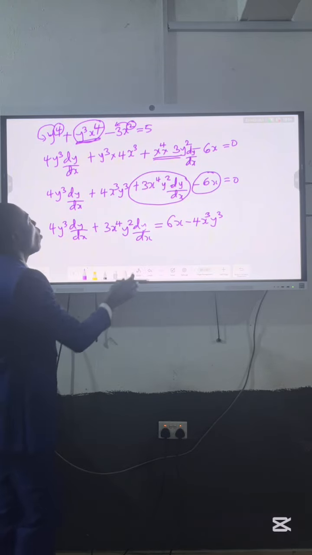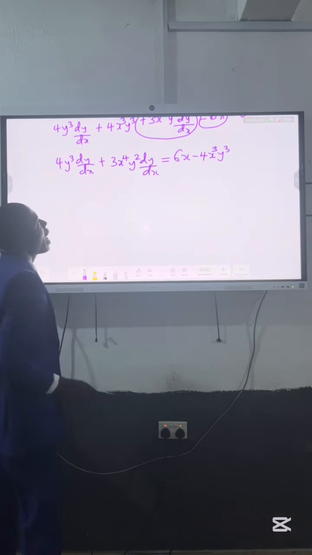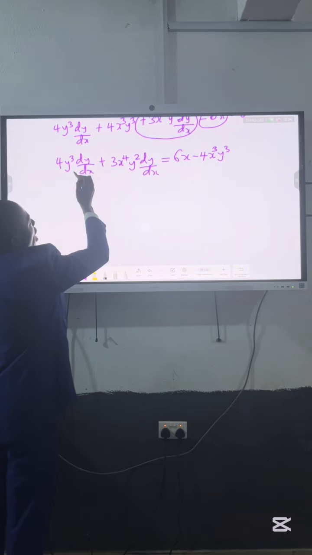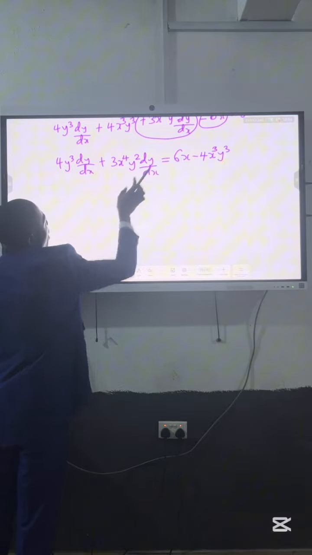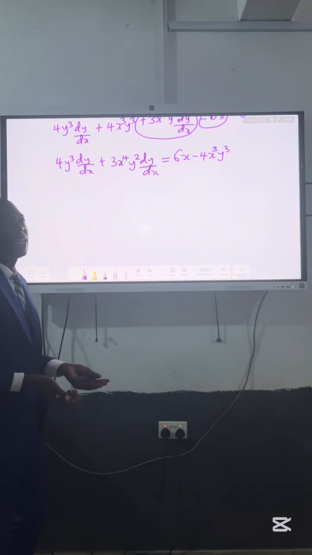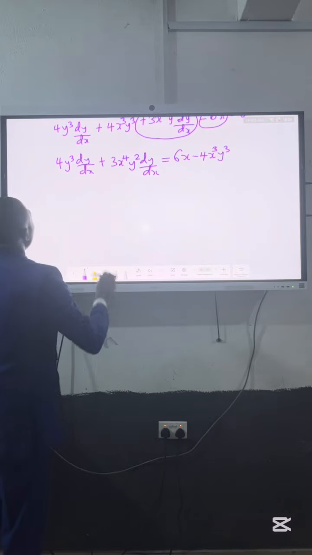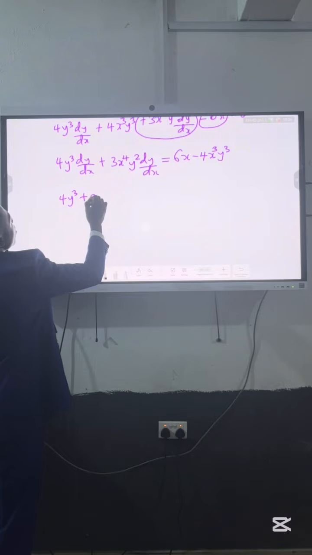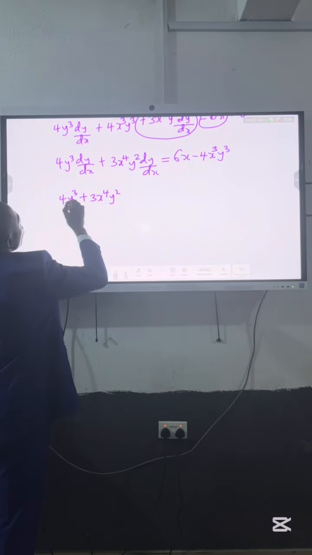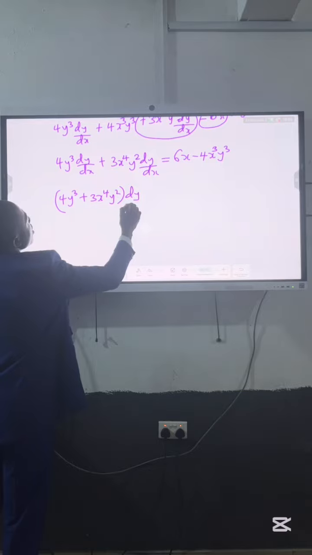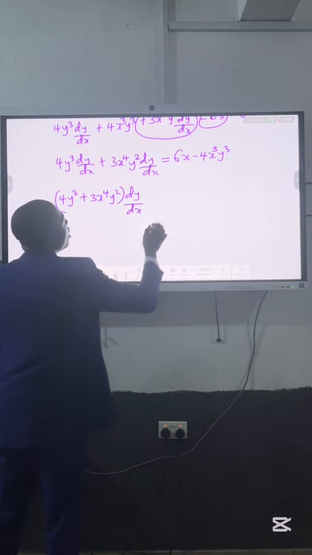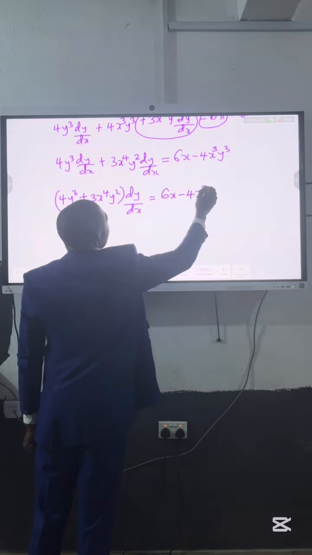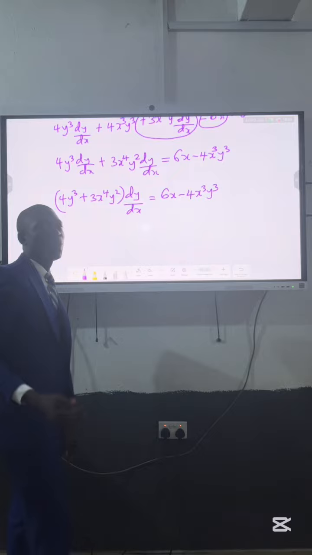Alright, so now, at this point, you discover that at the left-hand side, this expression has dy dx, there's dy dx here, dy dx here. So what will happen is that we factorize dy dx. Is that okay? Alright, so if you do that, you're going to have 4y to the power of 3 plus 3x to the power of 4, y squared, all in bracket, dy dx is equal to, over here you have 6x minus 4x to the power of 3, y to the power of 3. I hope you are following.